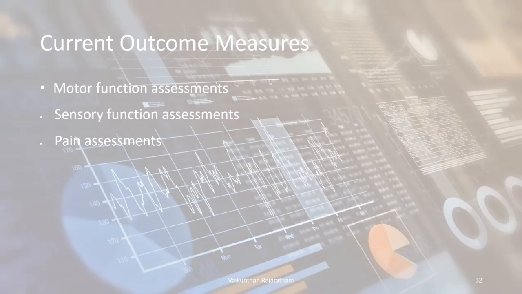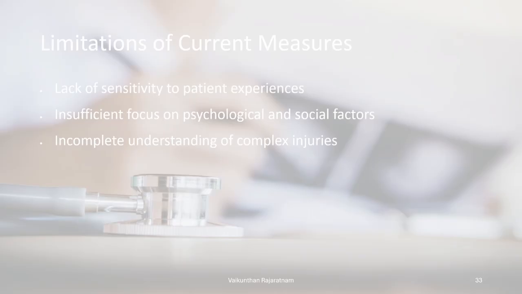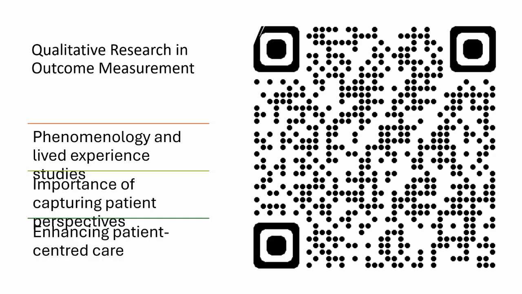Current outcome measures generally are very motor, sensory, and pain assessment, measuring only these three domains. But this is limited, and there's a lack of sensitivity to how it affects the patient's experience. Psychological, social, and economic impact are insufficiently measured, and there's an incomplete understanding of complex injuries and how they impact the individual, the community, and globally.